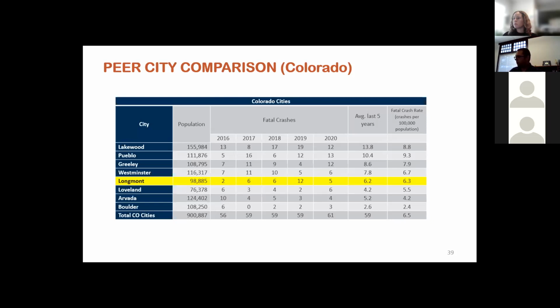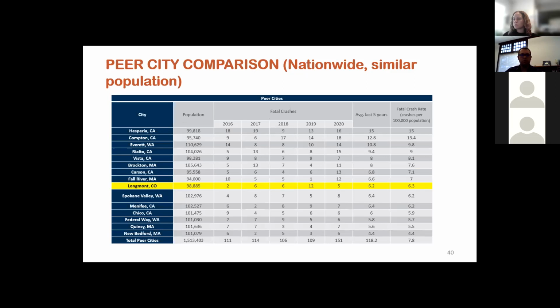Looking at other municipalities within Colorado, we do our best to pick similar size cities to just get a good sense of where we're at. Good job, Boulder. You guys are doing great. Arvada doing great as well. We've got room for improvement on our end, for sure. Next slide, please. Same information, just on a national level. Again, Longmont, when we look at where we're at compared to similar communities around 100,000 population, we're sort of in the middle of the pack. So always looking for room for improvement.